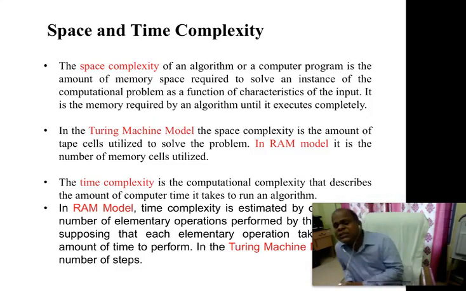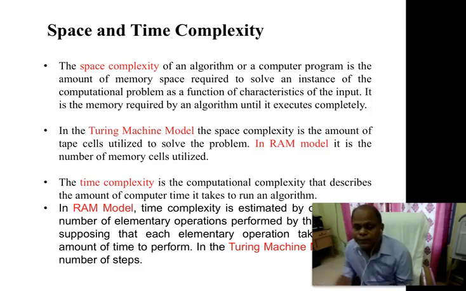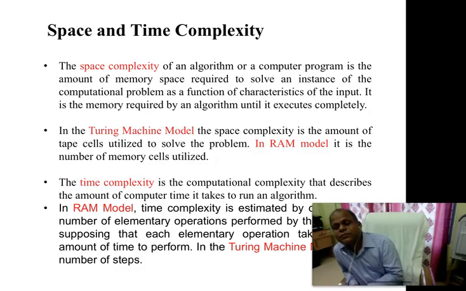Now the question is, what is space and time complexity? While we are analyzing the algorithm, a term comes up: what is space complexity and what is time complexity. Now, as I have told, analysis of an algorithm is finding the performance in terms of time and how much memory space is required. The space complexity of an algorithm or a computer program is the amount of memory space required to solve an instance of the computational problem as a function of characteristics of the input.